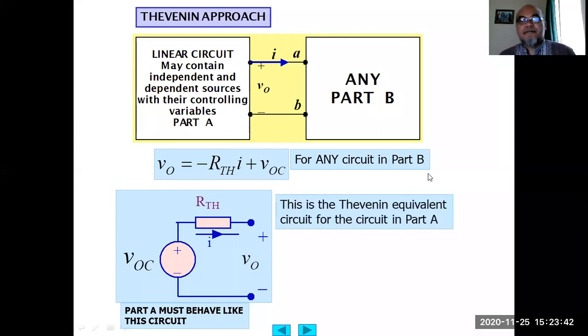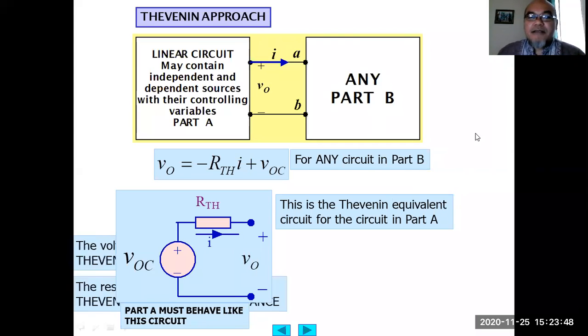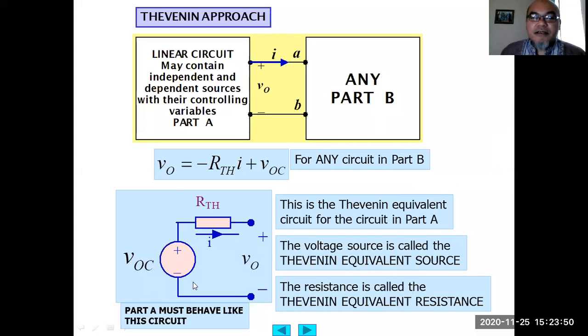Okay. This is the Thevenin equivalent circuit for the circuit in part A. The voltage source here is what we call the open circuit voltage, which is the value we obtain by open circuiting the part B, okay? And it is called the Thevenin equivalent source. The resistance RTH is calculated by short circuiting the part B. Okay, so it is called the Thevenin equivalent resistance.